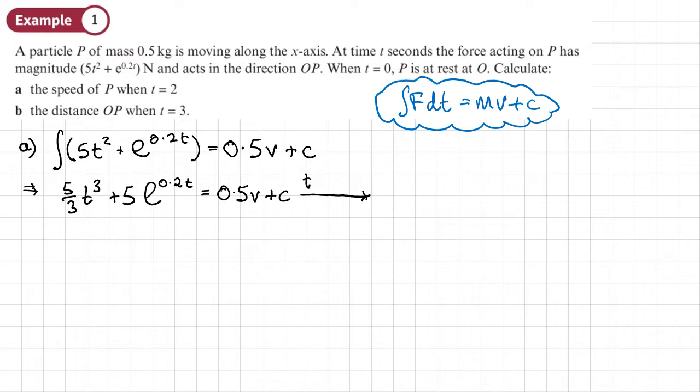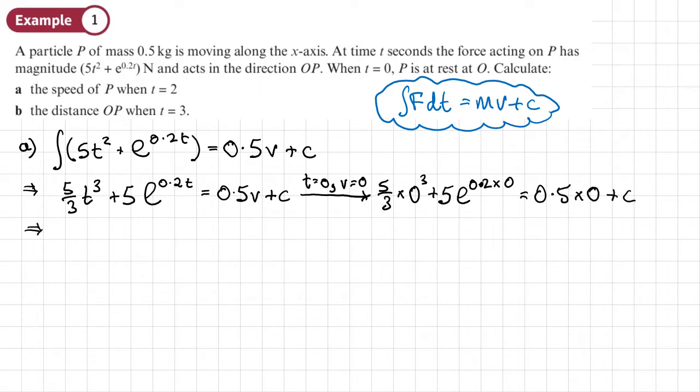So when t is 0, v is 0, and we can use that to find what c is. So we've got 5/3 times 0 cubed plus 5e to the power 0.2 times 0 is equal to 0.5, and v is 0 times 0 plus c. Right, so let's work this out. Obviously this part is 0. Now be careful here, because e to the power 0 is 1, so we have 5, and basically just end up with 5 equals c, c equals 5.